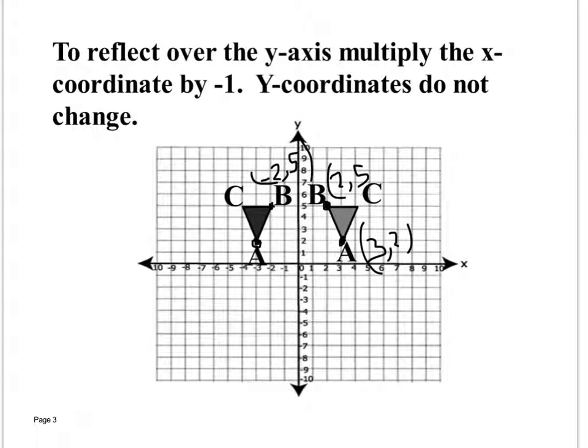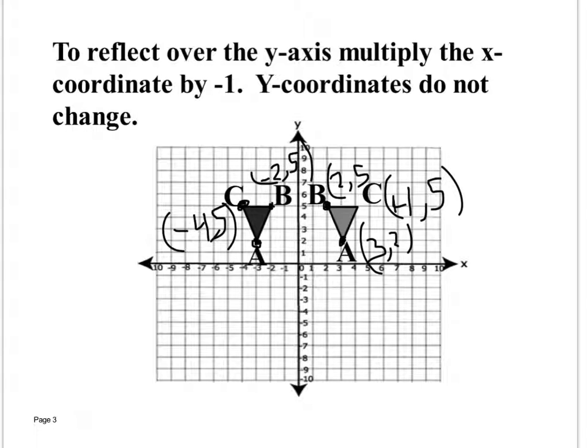Now let's say the original is on the left. What's the x-coordinate of C there? So what's going to be the x-coordinate of C on the other side? +4. Can I still multiply it by -1? Yes, -1 times -4 is +4. And again, my y-coordinate does not change. We don't care about the y. It stays straight across. So we reflect over the y by multiplying x by -1. Our y-coordinate does not change.